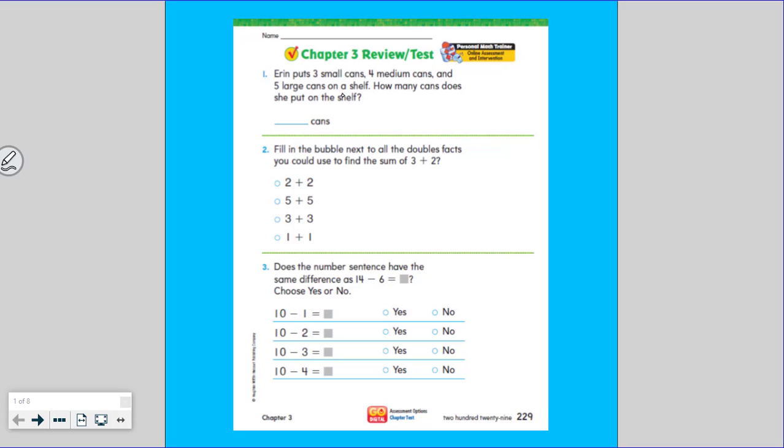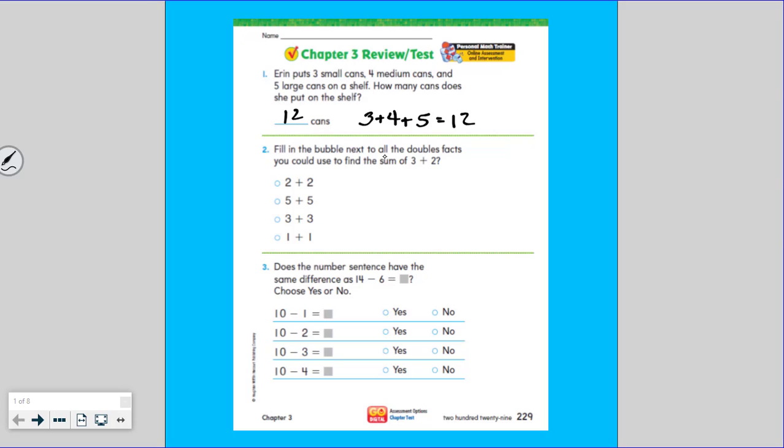All right, so number 1. She has 3 small cans plus 4 medium cans plus 5 large cans, and we need to figure out how many cans she puts on the shelf. We can add these in any order we'd like. I'm going to go with 5 and 3 first, because 5 plus 3 equals 8. And then plus 4 more is going to give me 12. So that means she put 12 cans on the shelf.